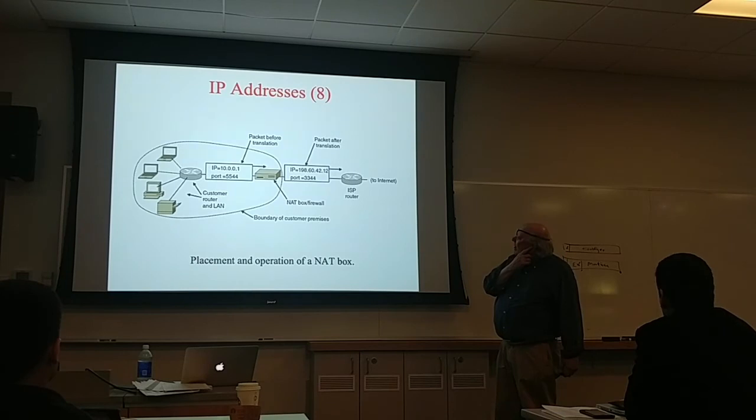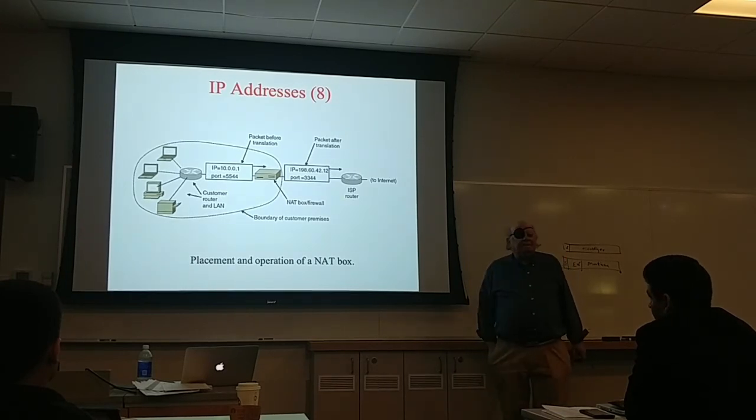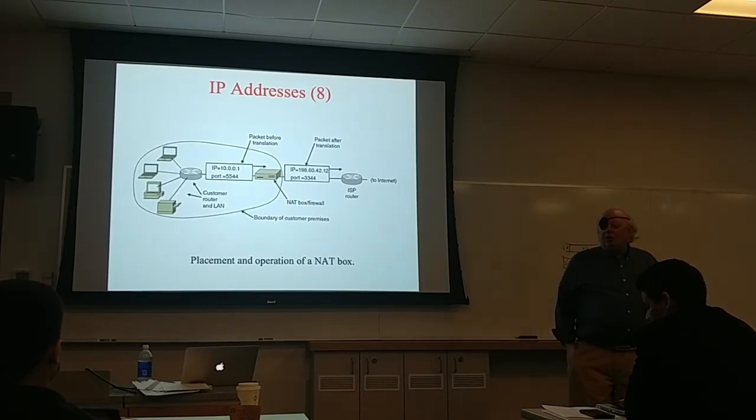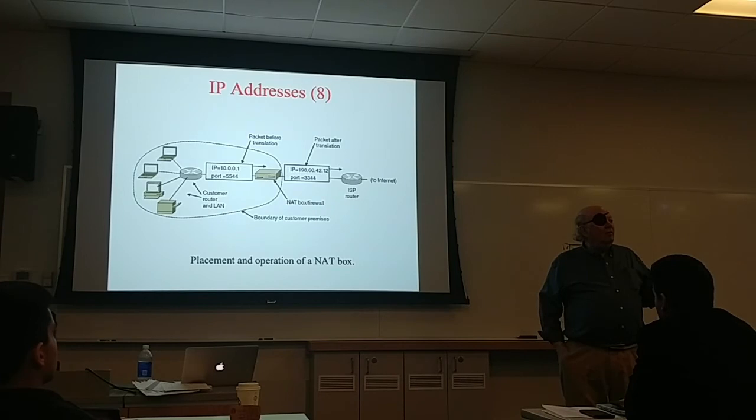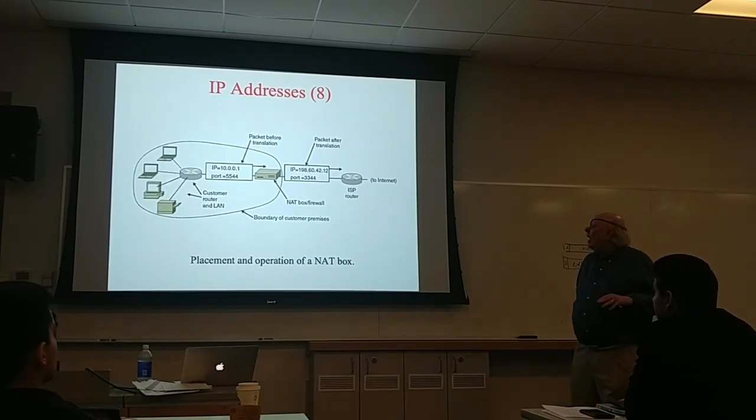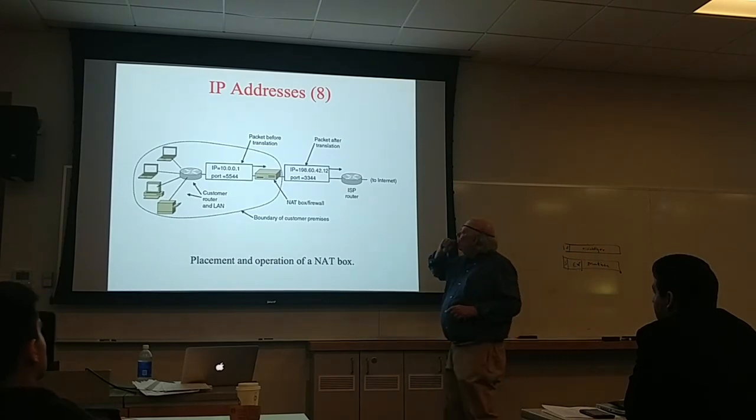Placement of operation of a NAT. So we want to have network private addresses and network address translation. So what we're going to do is punch two or three holes in the IP address space, and we're going to reserve them for private addresses. One of them is net 10, the old ARPANET address.